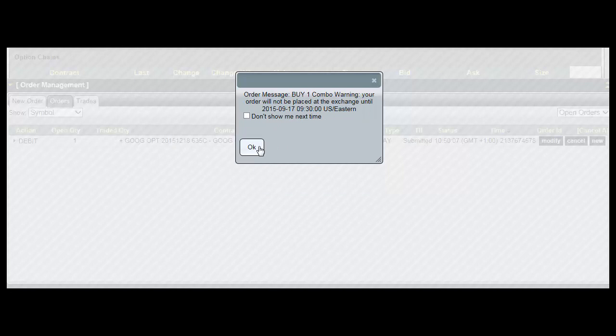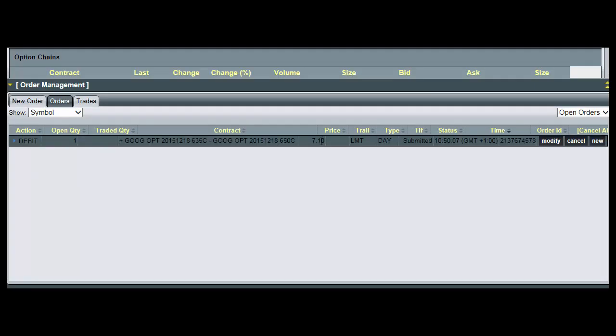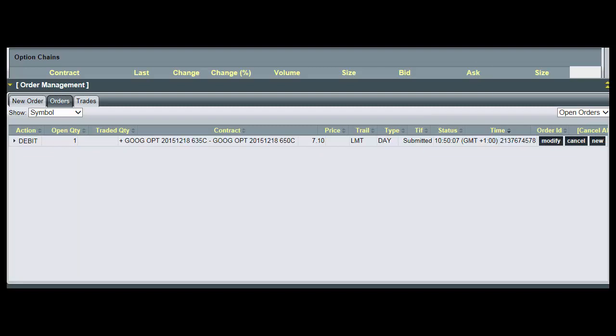Now we've put in a limit here in the pre-market of 710. If we don't get filled on this, we might up that to 730 later on, but we just wanted to show you how to place the trade for now.